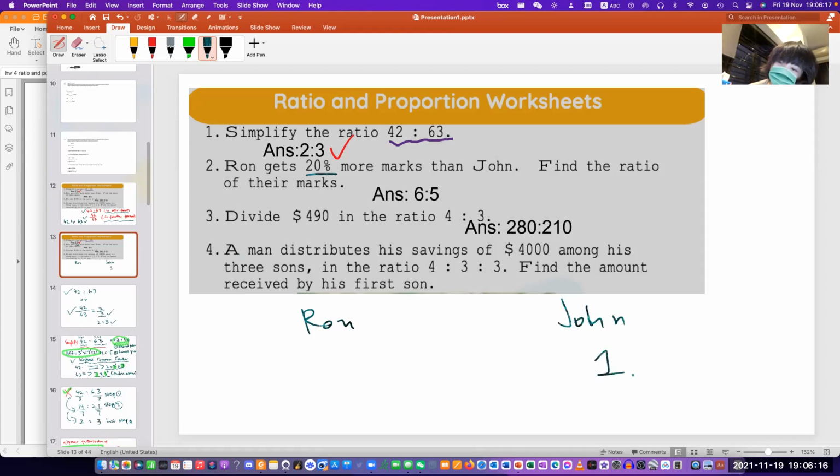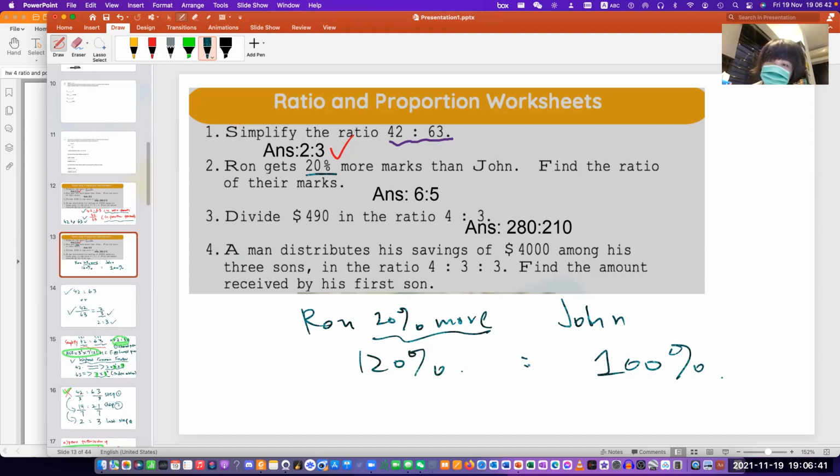is 1, then Ron gets 20% more than John. So John is 1, 1 is also 100%. So Ron is going to be 20% more. So 20% more means 20% more than 100%. So 20% more than 100% is 120%. Okay, so this should be your step 1.